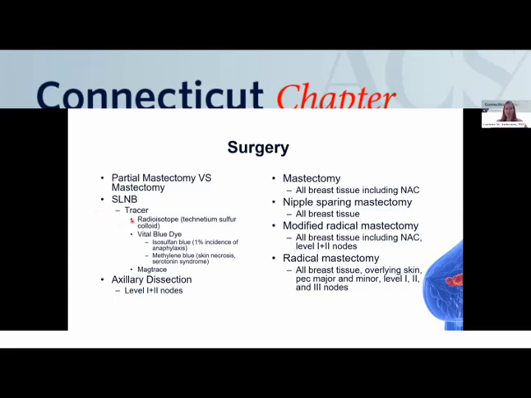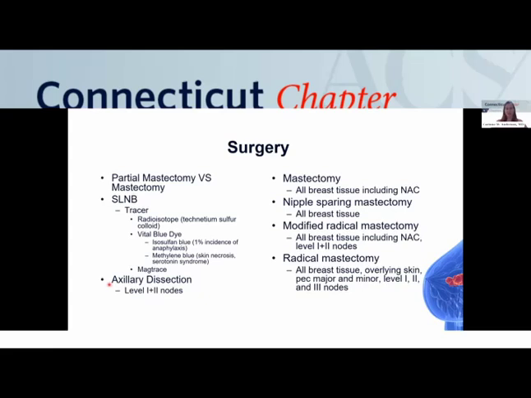Those could be a radioisotope, typically technetium sulfur colloid, or a vital blue dye, which could be isosulfan blue or methylene blue. With those dyes, remember, isosulfan blue does have that 1% incidence of anaphylaxis. Methylene blue, in terms of risks, there's a risk of skin necrosis as well as serotonin syndrome. There are newer tracers available like MagTrace. I don't expect those to show up on your exam, but they could.